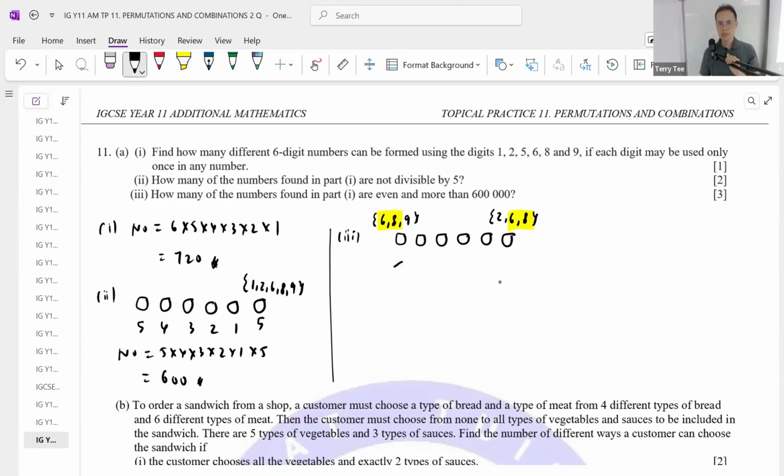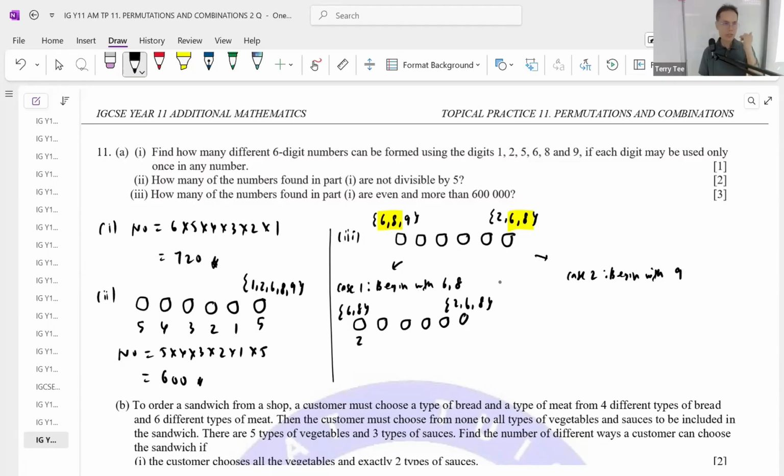So in this situation, you have to divide into 2 cases. Case number 1, we begin with 6 or 8. Case number 2, we begin with 9. So I draw 1, 2, 3, 4, 5, 6. If you begin with 6 or 8, you should end with 2, 6, or 8. So there are 2 ways here. This one you can reduce by 1.